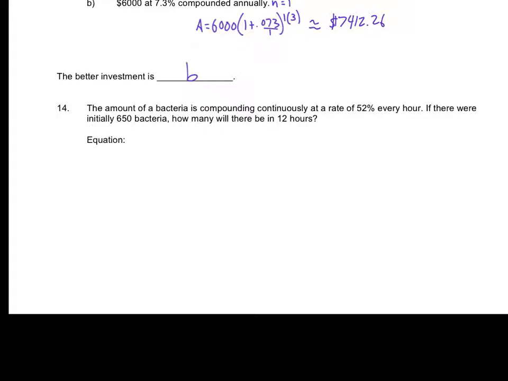Bacteria compounding continuously, so we're going to use A equals P times e to the RT. Our starting amount is 650. Our time is 12 hours. And our rate is 0.52. So A equals 650 times e to the 0.52 times 12. And if we calculate that out, we get 333,358 bacteria.